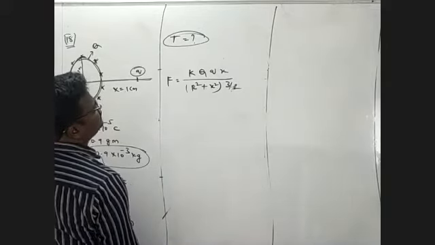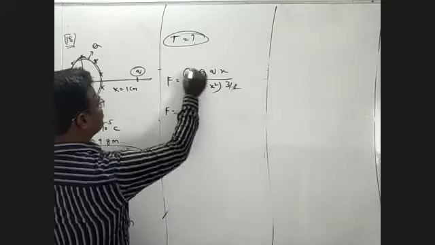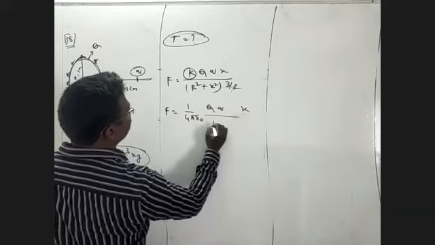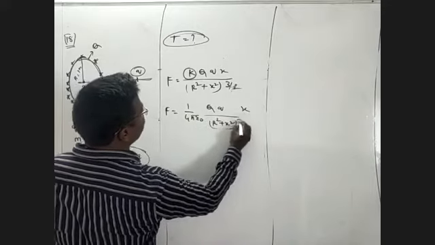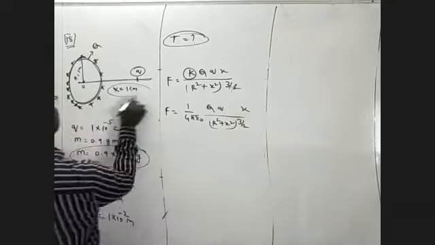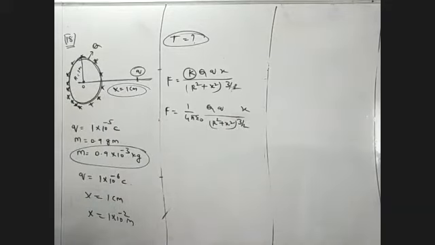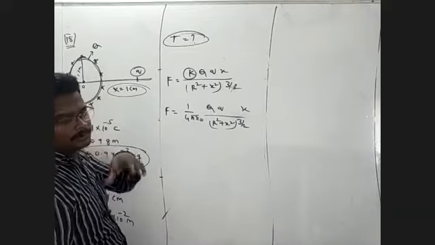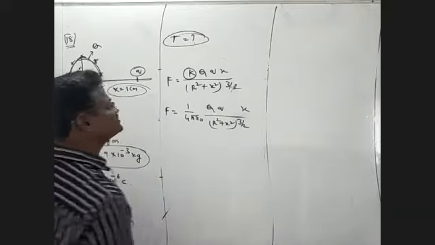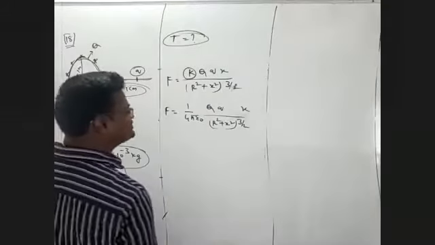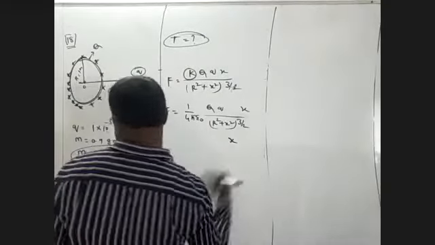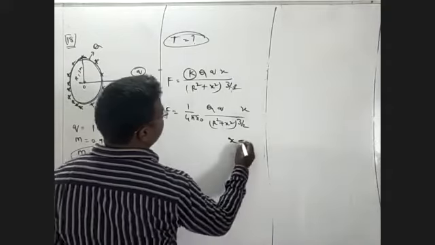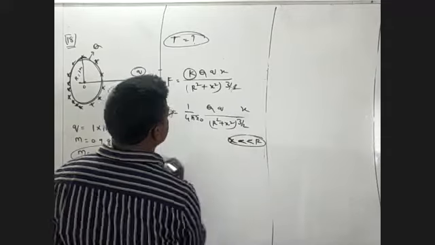F is equal to K, meaning 1 by 4 pi epsilon naught, capital Q small q x by R square plus x square whole power of 3 by 2. So we should neglect the x value. This particle moves along the ring, performing simple harmonic motion, which means we have to neglect the x value. x is much less than R.